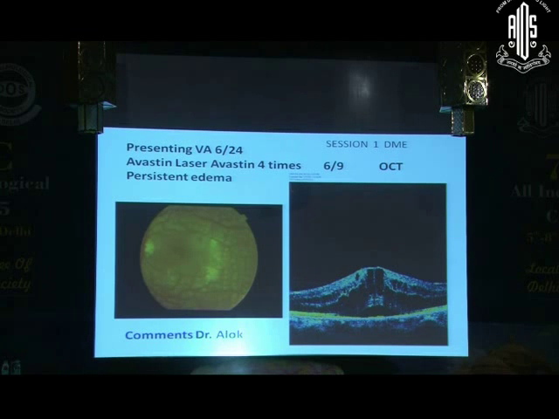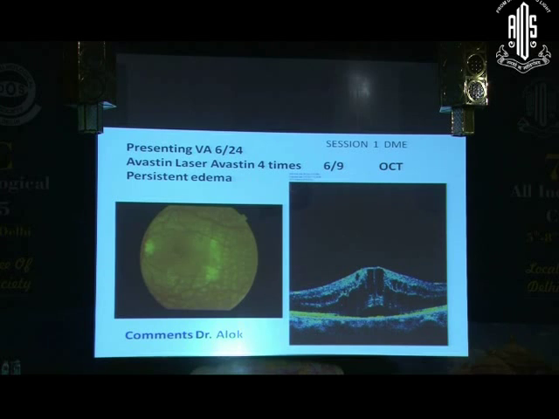Yeah. I would like to do a thorough systemic evaluation of this patient, to rule out any systemic issues which may not have been dealt with. I would like to have the fluorescein angiogram as well, to see for any other treatable lesion which may have been missed. If everything has been done, then probably I will wait and watch.